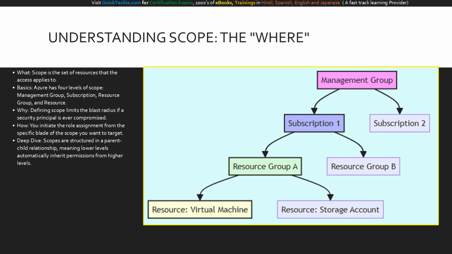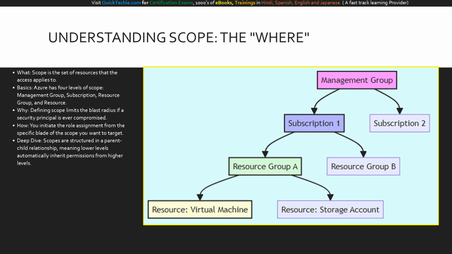The scope defines the exact set of resources that a role assignment applies to. In Azure, you can specify scope at 4 distinct levels. At the top, we have management groups, which can contain multiple subscriptions. Below that are subscriptions, which act as billing and management boundaries. Inside subscriptions are resource groups, which logically containerize resources. And finally, at the lowest level, we have the individual resources themselves, like a virtual machine or a database.